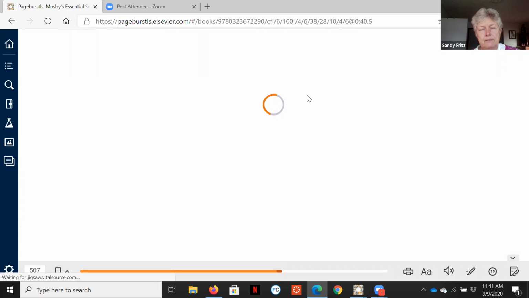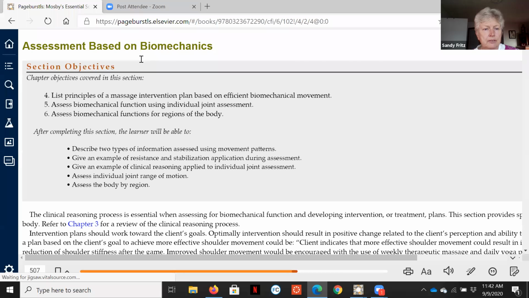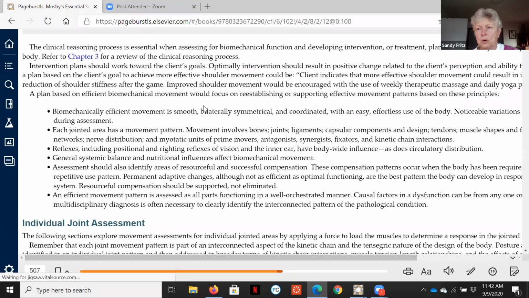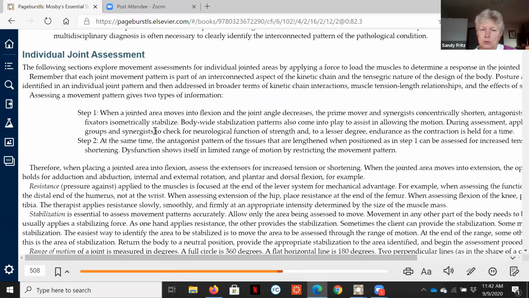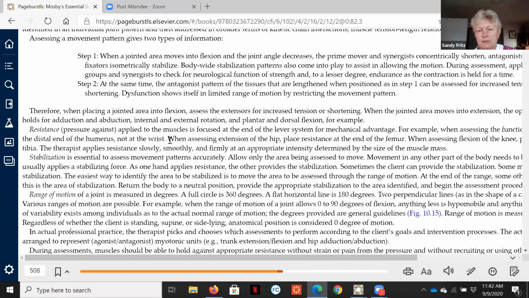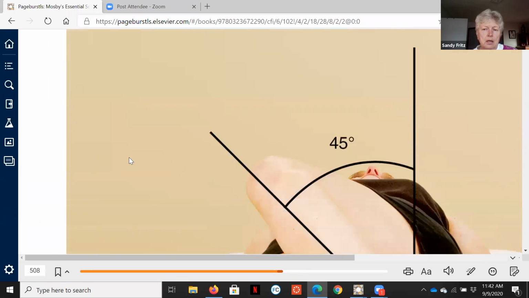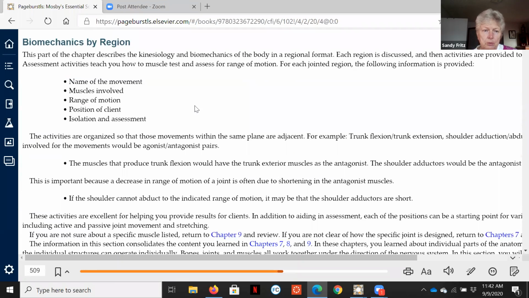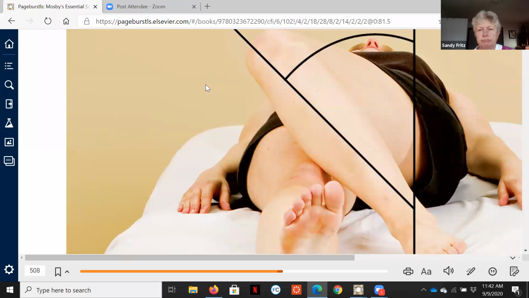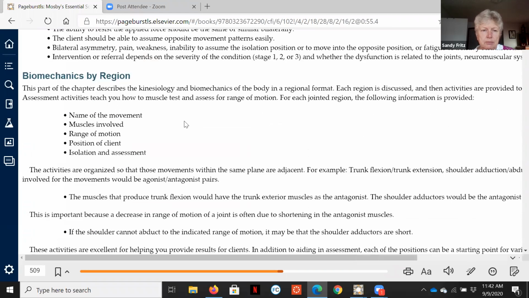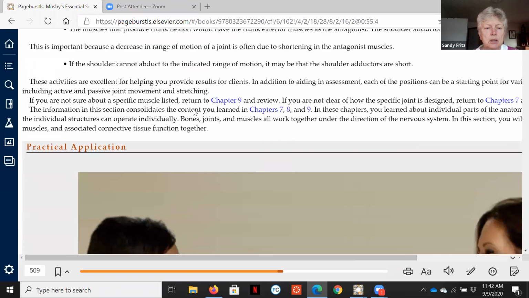Then the last part of this chapter is that we're going to work with some biomechanical assessment, which is going to review the other aspects of bones, joints, and muscles for individual joints. And this is going to be primarily what I'm going to focus on in the second video that goes with this. And so here we're going to review the general movement patterns. We've had this before. This is not brand new.